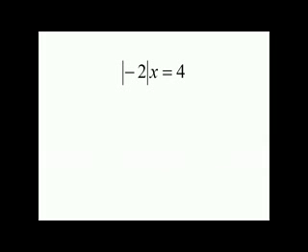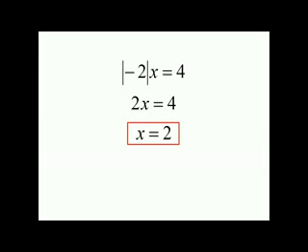Here's an absolute value equation that doesn't have the variable inside the absolute value. Since the variable isn't in there, we can just deal with it. The absolute value of negative 2 is 2. So we get 2x equals 4. X equals 2 is our only solution.